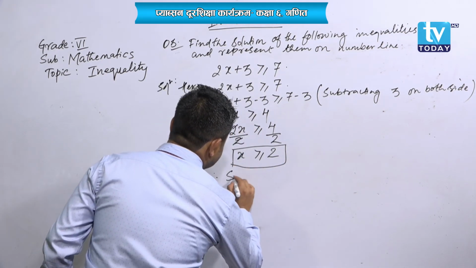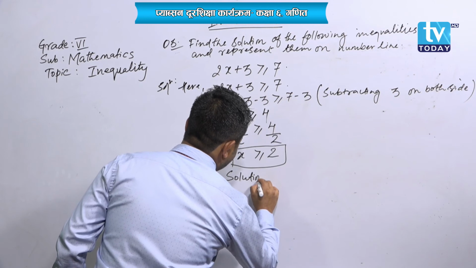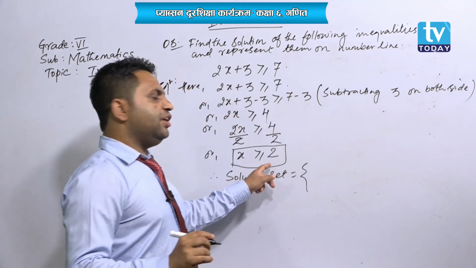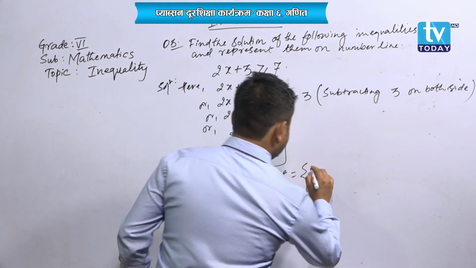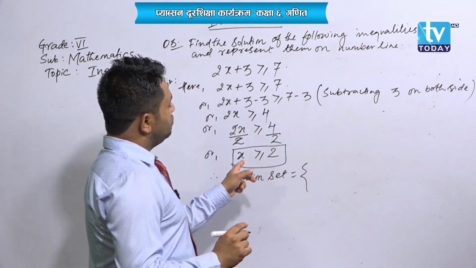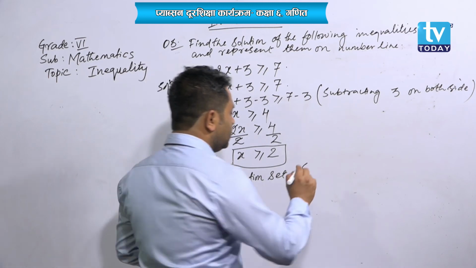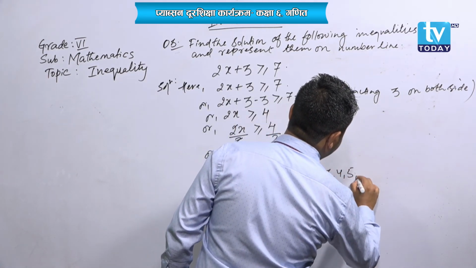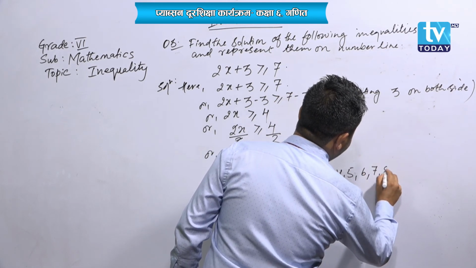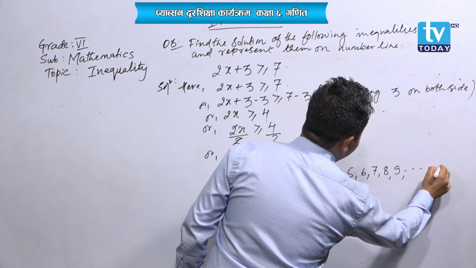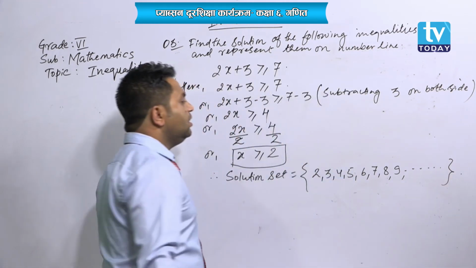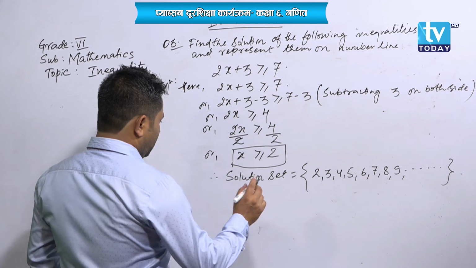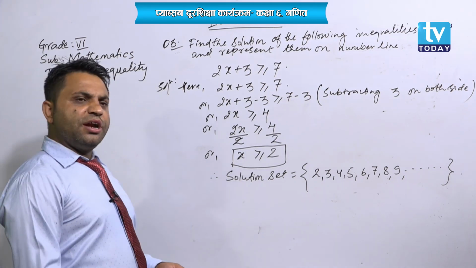Therefore, the solution set will be x greater than equals to 2. In this case greater than equals to means 2 is also included. That means 2, 3, 4, 5, 6, 7, 8, 9. This is the solution set for this question. Now again you have to represent this in number line also.